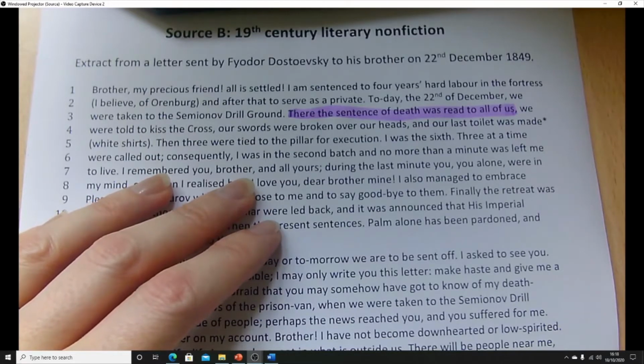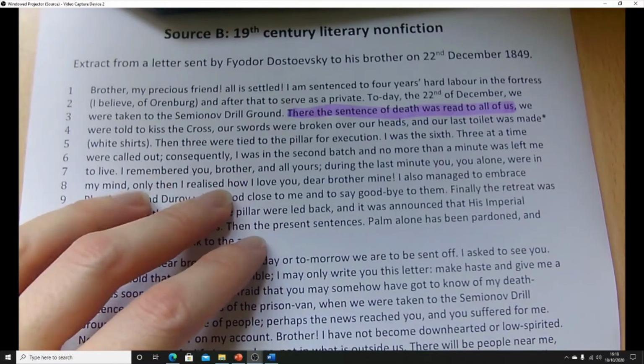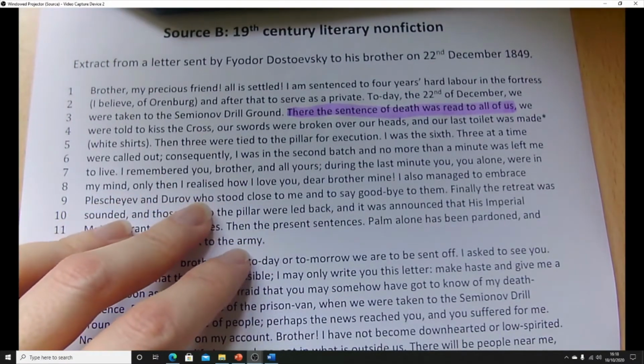We were told to kiss the cross. Our swords were broken up over our heads, and our last toilet was made. White shirts. Then 3 were tied to a pillar for execution.